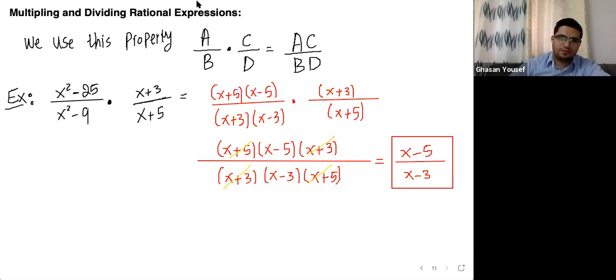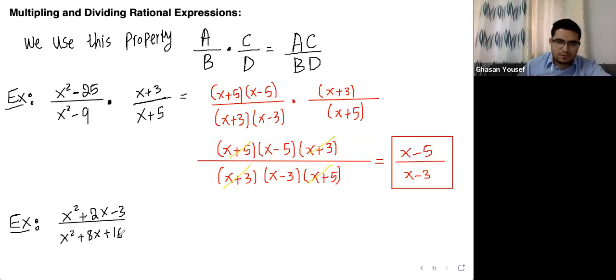Now for another example, example 2. x squared plus 2x minus 3, over x squared plus 8x plus 16, times 3x plus 12, over x minus 1.